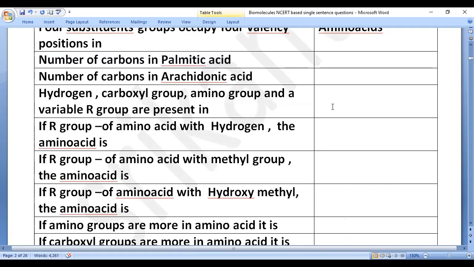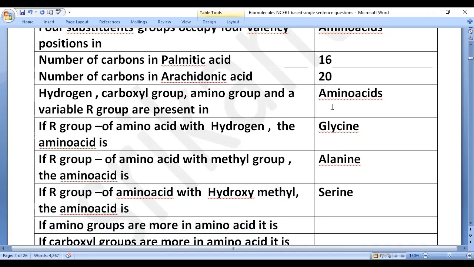Number of carbons in palmitic acid: 16. Number of carbons in arachidonic acid: 20. Hydrogen, carboxyl group, amino group and a variable group are present in amino acids. If the R group of an amino acid is hydrogen, the amino acid is glycine. If the R group is a methyl group, it is alanine. If the R group is hydroxymethyl, it is serine.